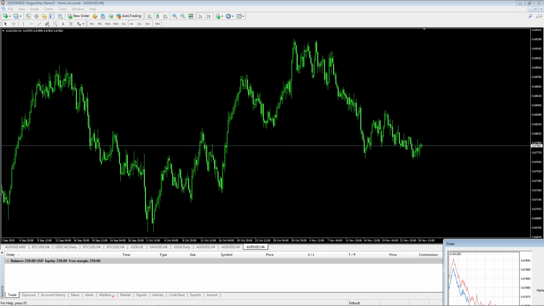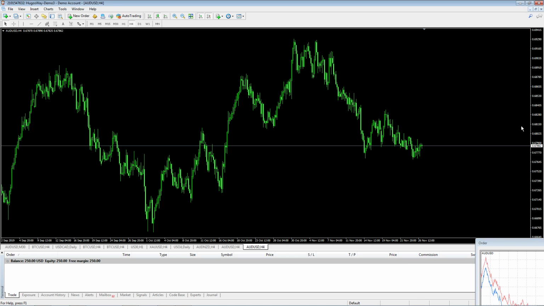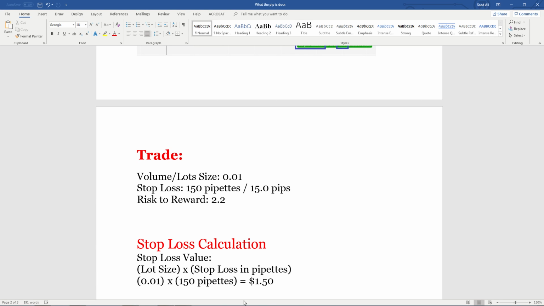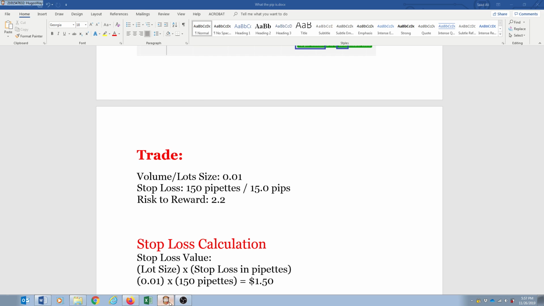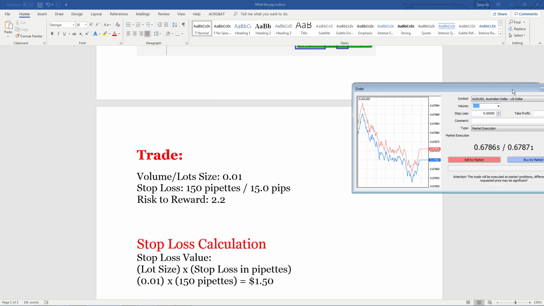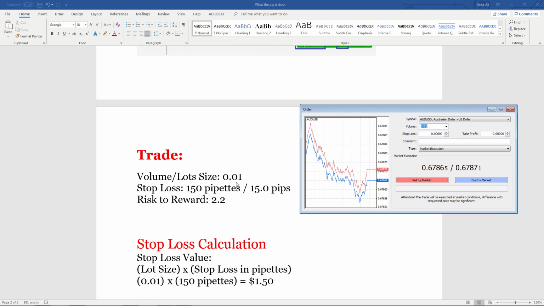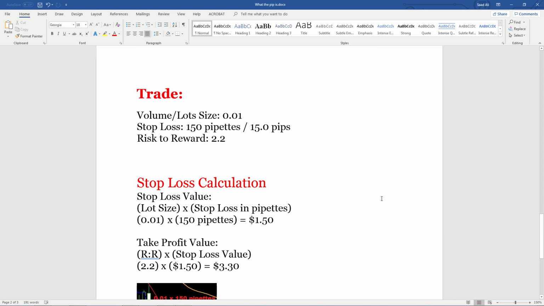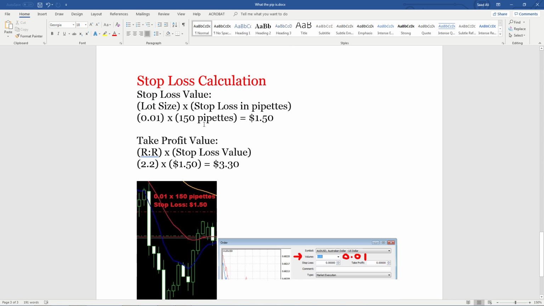So one second here, let me just minimize this. So here, our volume is 0.01, as you can see here, and then our stop loss is 15.0 pips or 150 pipettes, and our risk to reward is 2.2. So I'm just going to move this to the side right now.